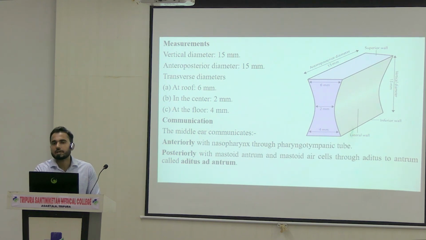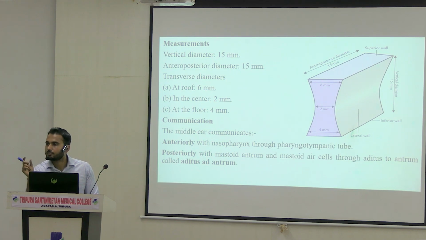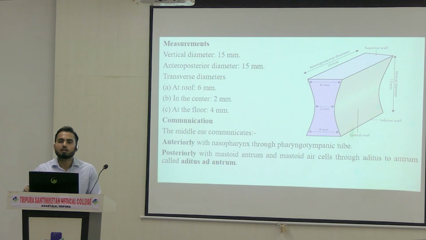So mastoid process is a part of which bone? Temporal bone. Mastoid process is a part of the temporal bone. Okay? So on the upper part of the mastoid process, some air cells are present. Those are called mastoid air cells. So the middle ear cavity on the posterior aspect is communicating with the mastoid antrum and the mastoid air cells. Okay, so these are the two important communications of the middle ear cavity.